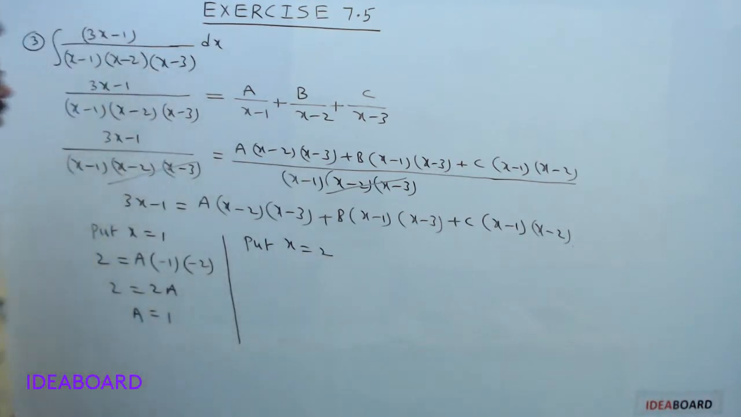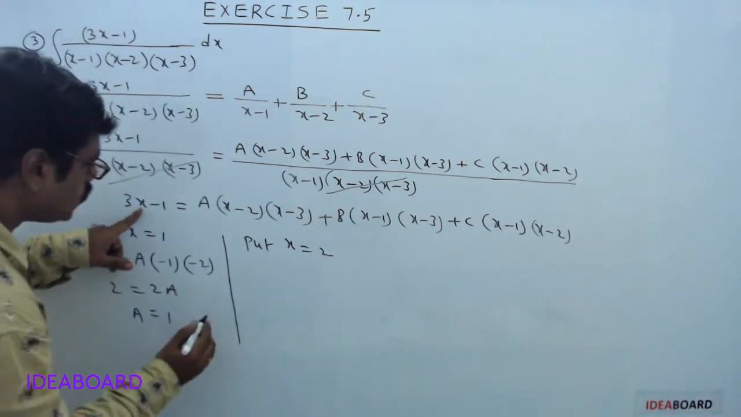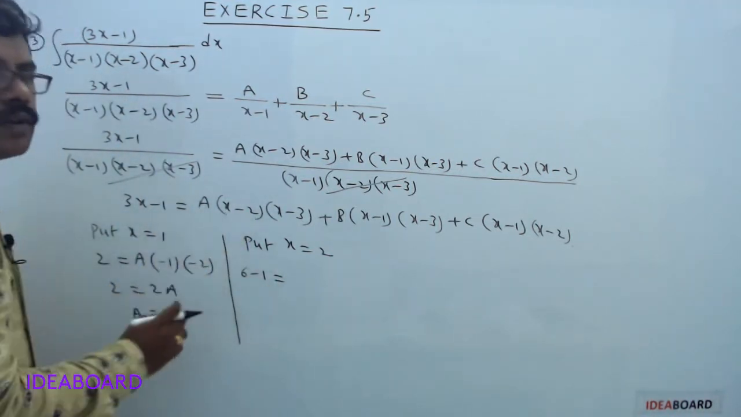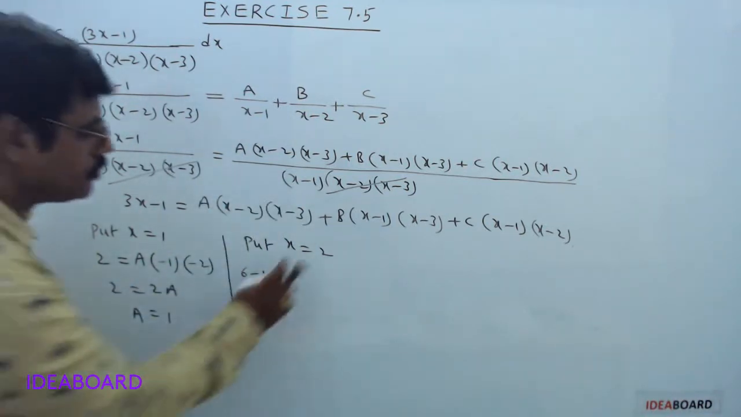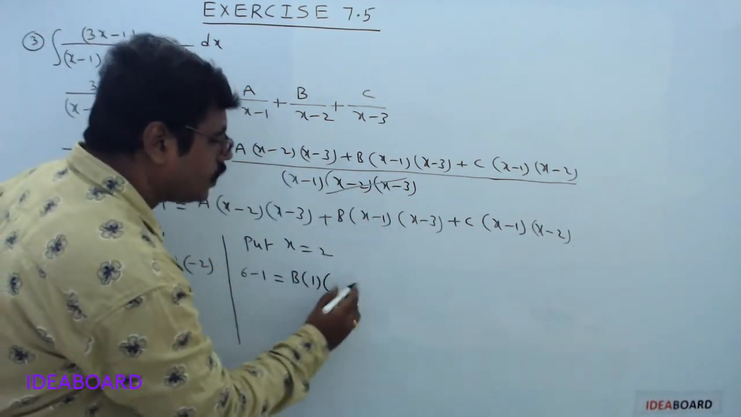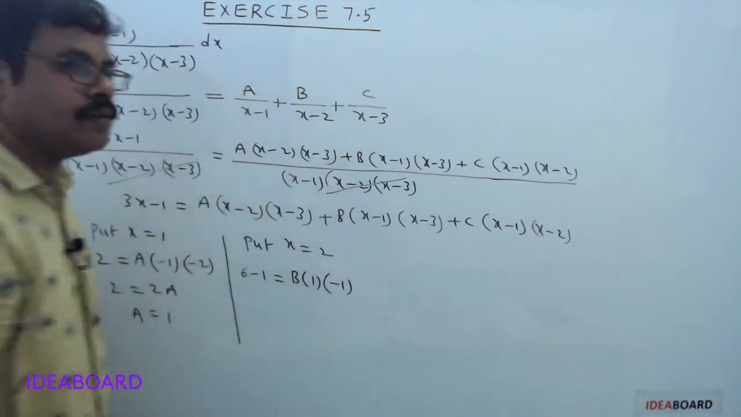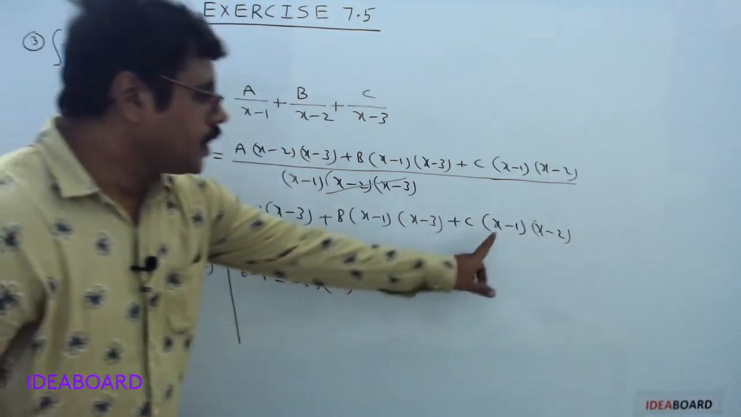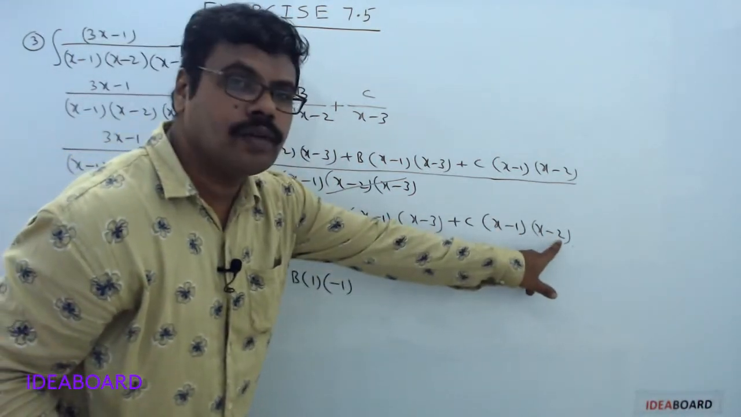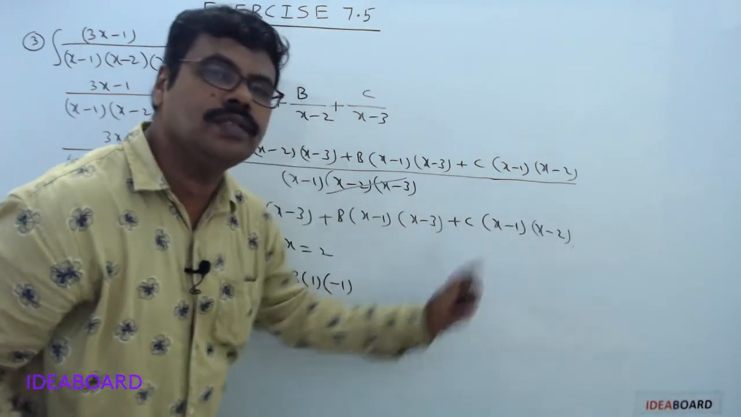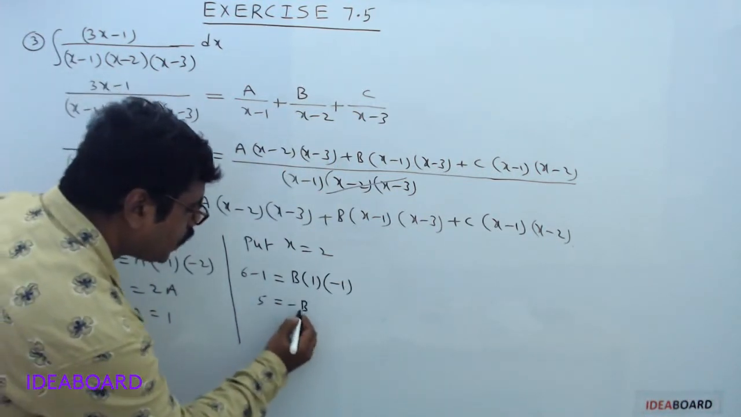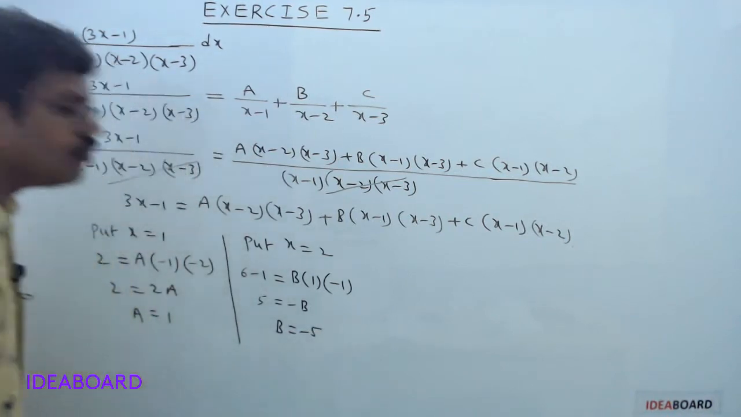So put x equal to 2. So 3 into 2, 6 minus 1 equals, here by substituting x equal to 2, this entire term will be 0. This is b into x value 2, so 2 minus 1, 1 into 2 minus 3, minus 1, plus c into, here x minus 1, that is 2 minus 1 into x value 2, 2 minus 2, it will be 0. So this entire term will be 0. So simplifying this one, 6 minus 1, 5 equals minus b, therefore b equals minus 5.